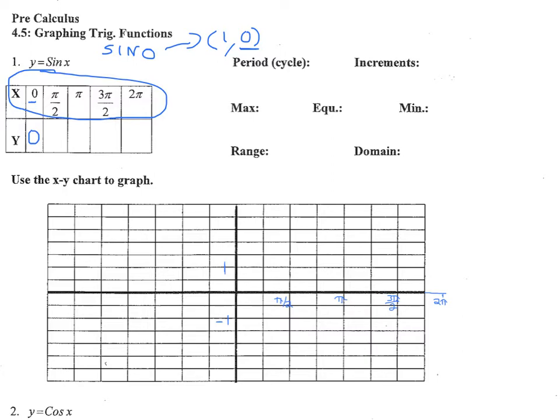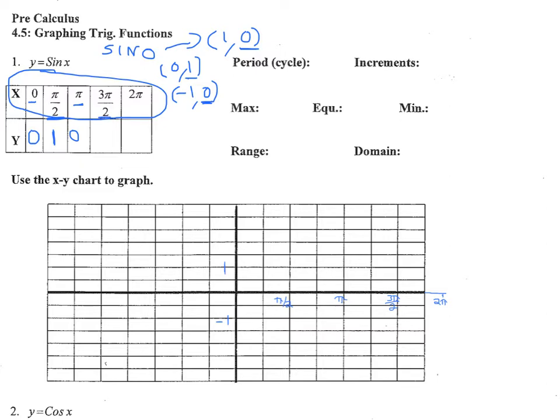If we put in pi over 2, the ordered pair is 0, 1, and the y value there is 1. So I'm going to put 1. When I take the sine of pi, at pi, the ordered pair is -1, 0. So the y value there is 0. You'll start to see a pattern develop here.